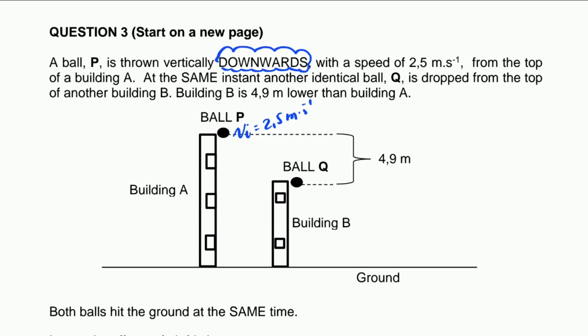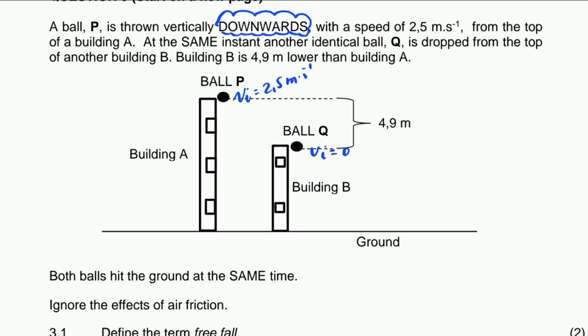At the same instant, another ball Q is dropped from the top of another building B. So the initial velocity of Q is going to be 0. It's going to be dropped, okay? From the top of another building B. Building B is 4.9 meters lower than building A, and that is shown in the picture there.